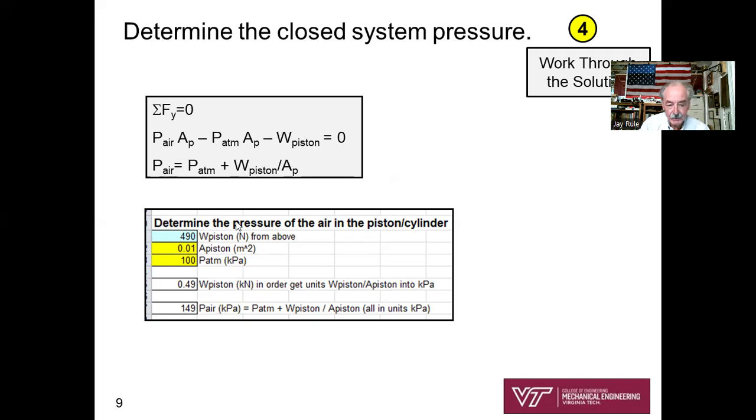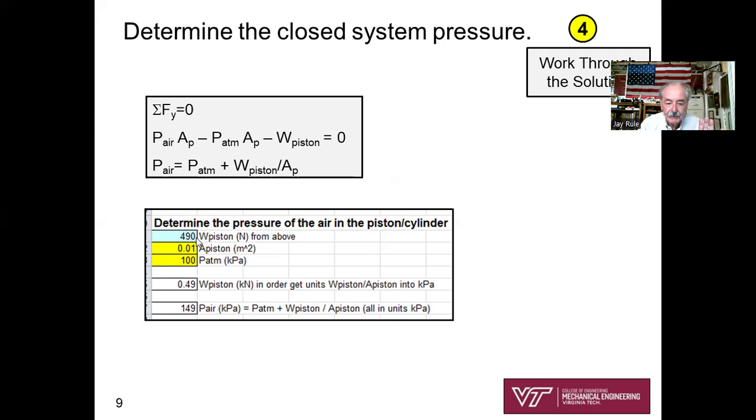Numerical, okay? So I'm saying determine the pressure of the air in the cylinder. I've got W piston that I just found. I had to input the area of the piston, 0.01 square meters. Look at my units. P atmospheric in kPa, a kilopascal, is a kilonewton per square meter. Wait a minute, W piston is in newtons. Look at that. P times A is kilonewtons per square meter.